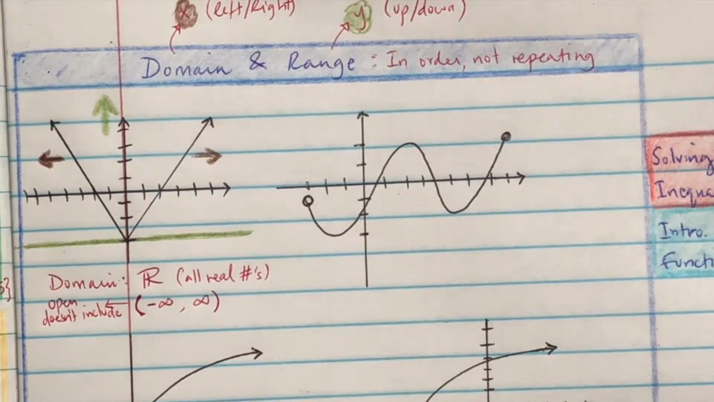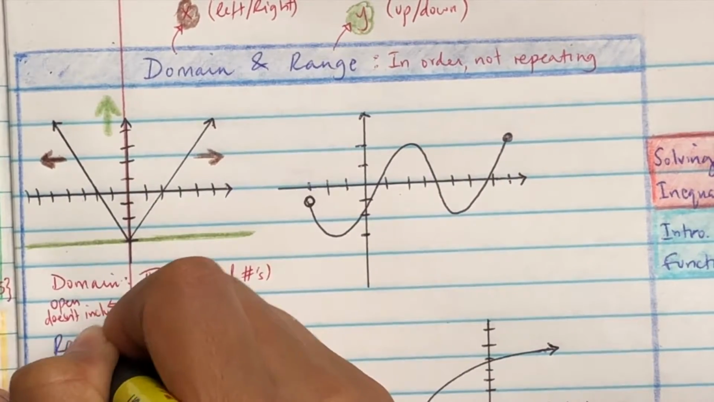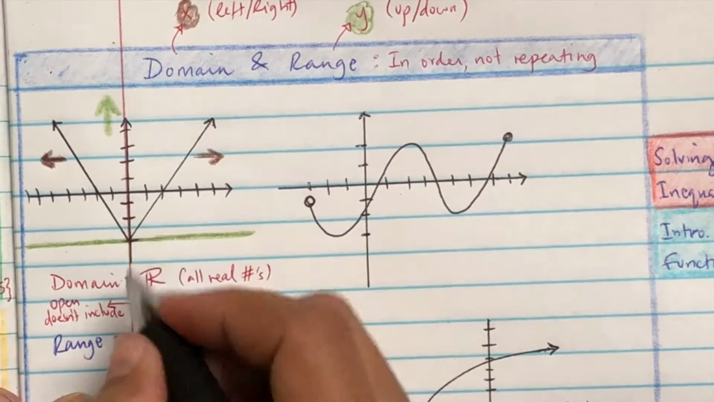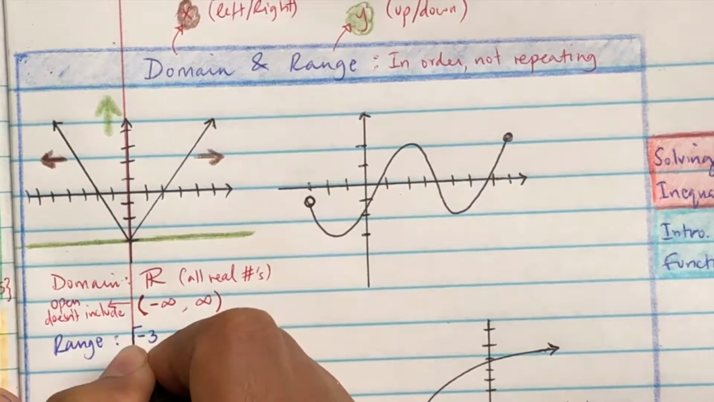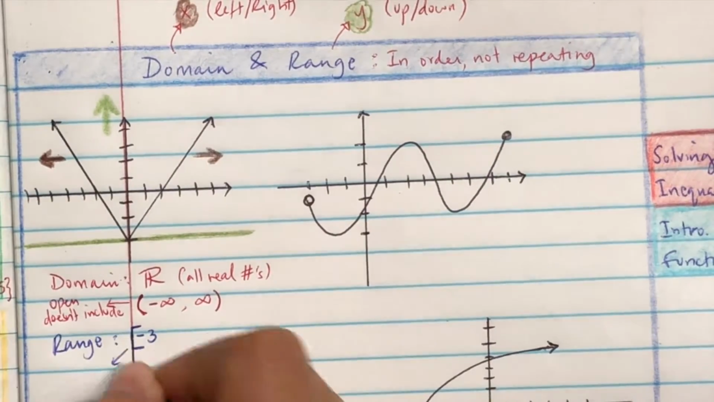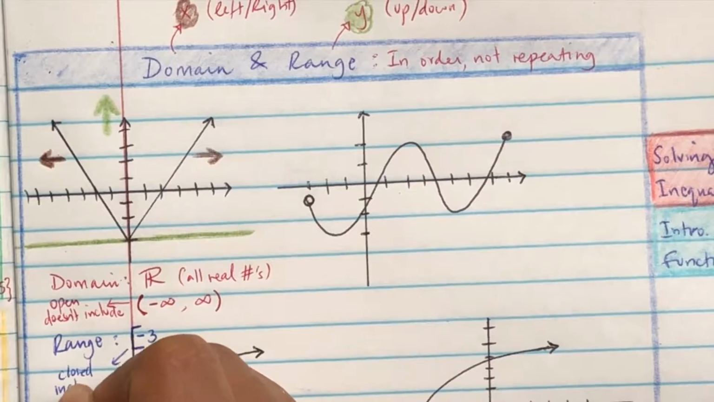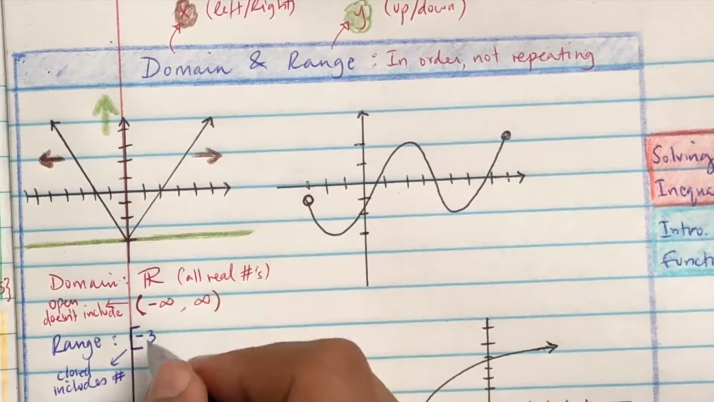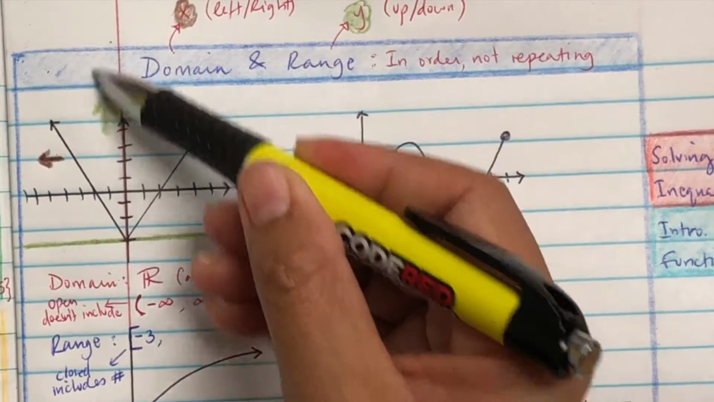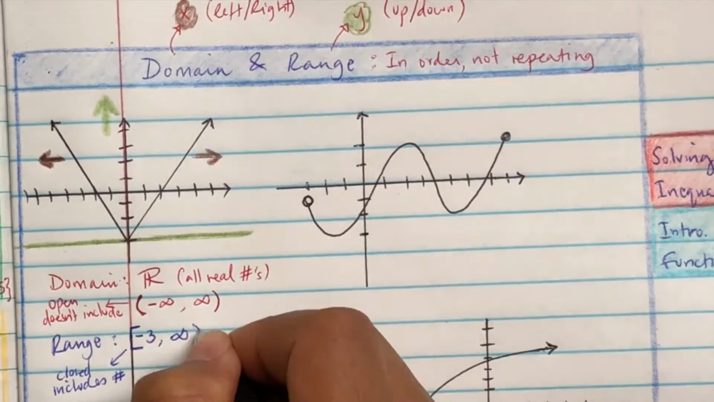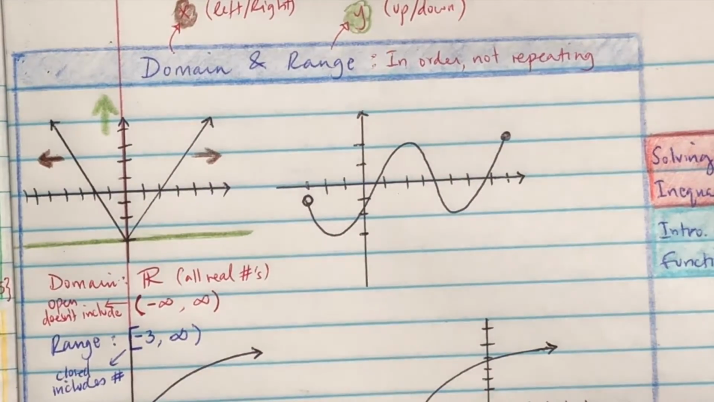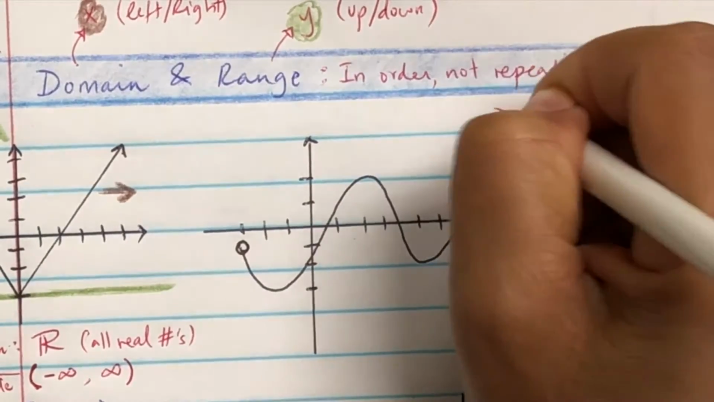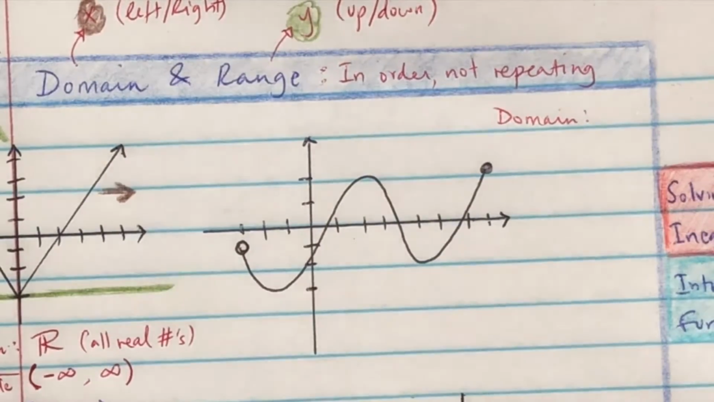So it starts at -3. And does it include that -3? Is there a line or a dot at that -3? Yes, it does. So you're going to do a closed bracket, and a closed bracket includes that number. And then it goes on forever. In which direction? In the positive. So positive infinity. And again, open bracket does not include infinity because it is not a number.